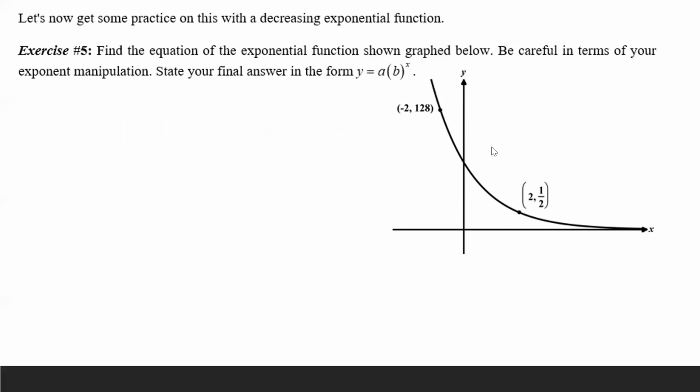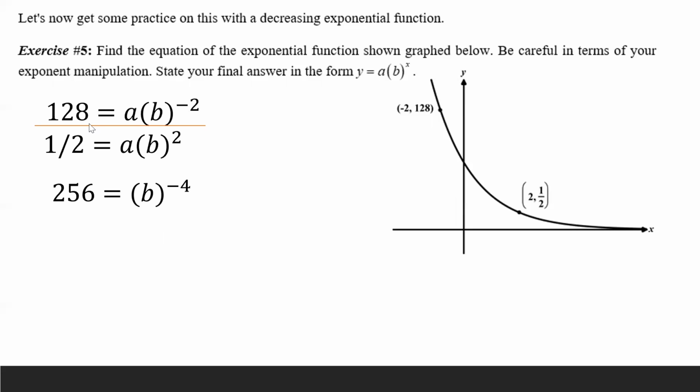Graphically, and again, this is the one where I show you that no matter what equation you start with, it doesn't matter. So this one, I start with my -2. Okay. Divide the 2 equations out. You end up getting 256 equals b to the -4, because -2 minus 2, you get -4. You still are going to raise both sides to the reciprocal. What's the reciprocal of -4? -1/4. So you end up getting b equals 1/4.